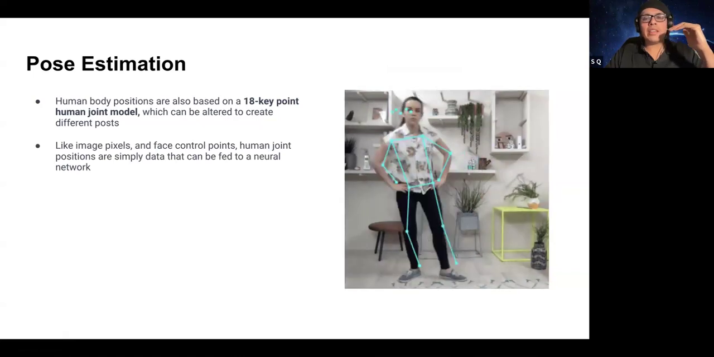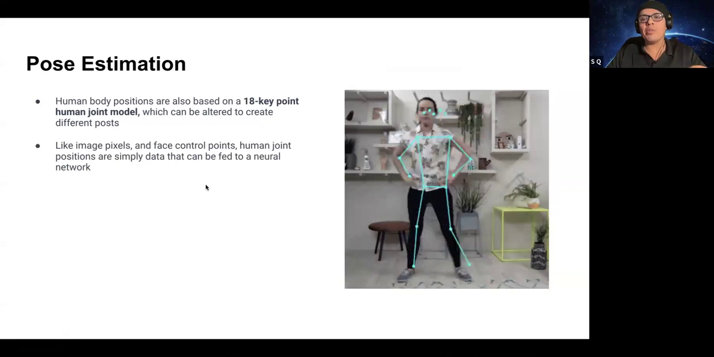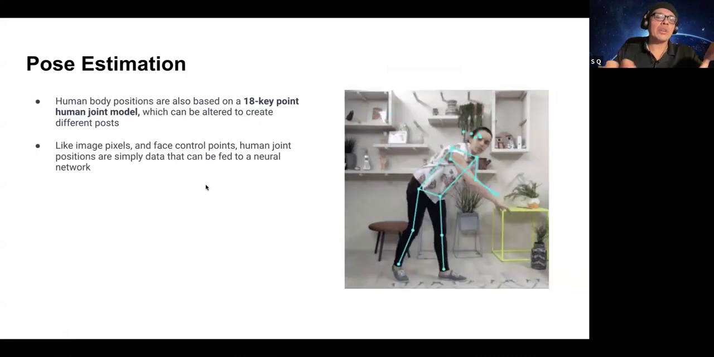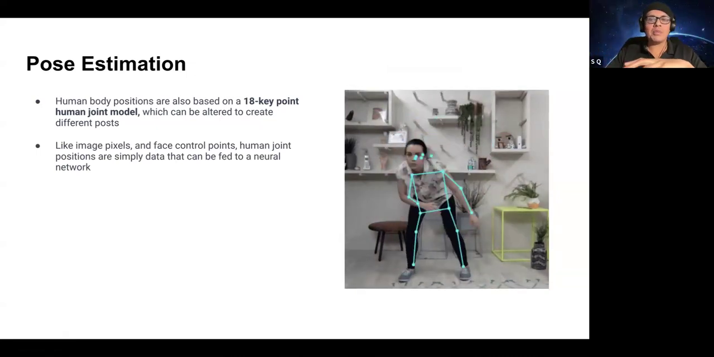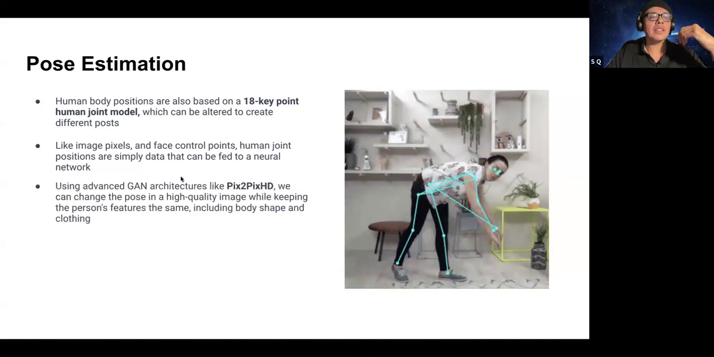So basically, using AI, if you get a person's pose, then you can put the person's body into that pose. And that's an advancement over the face stuff, because that's entire body mechanics.